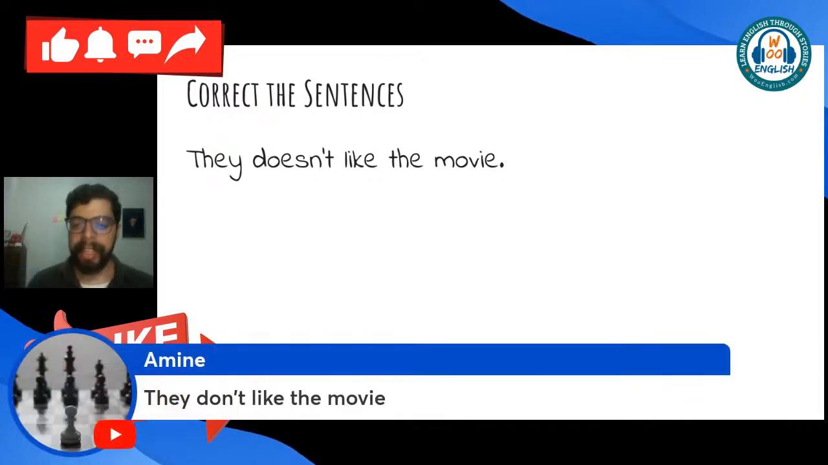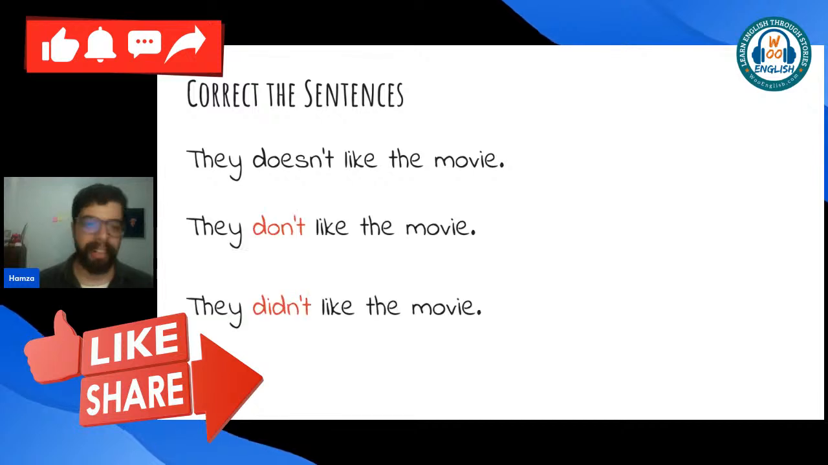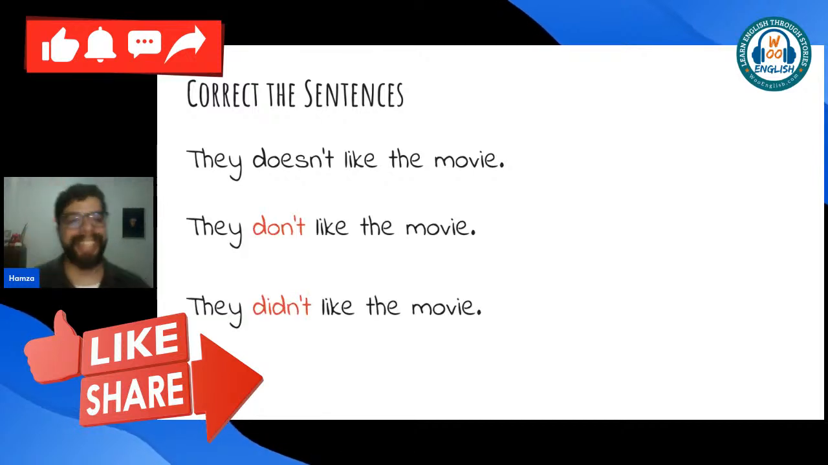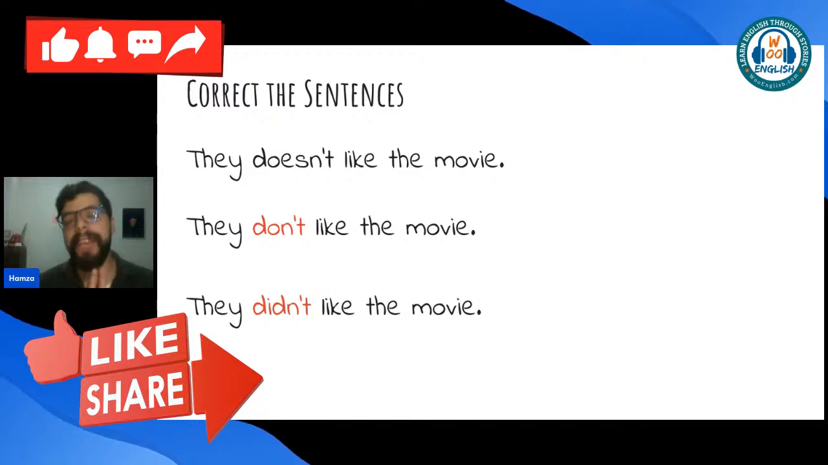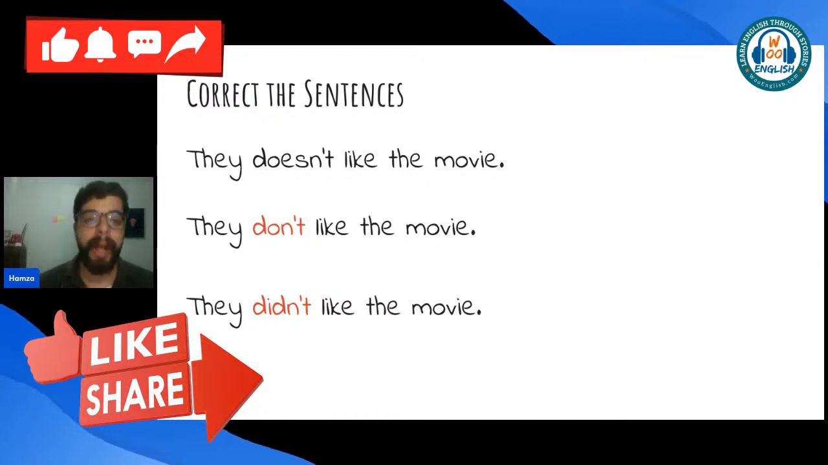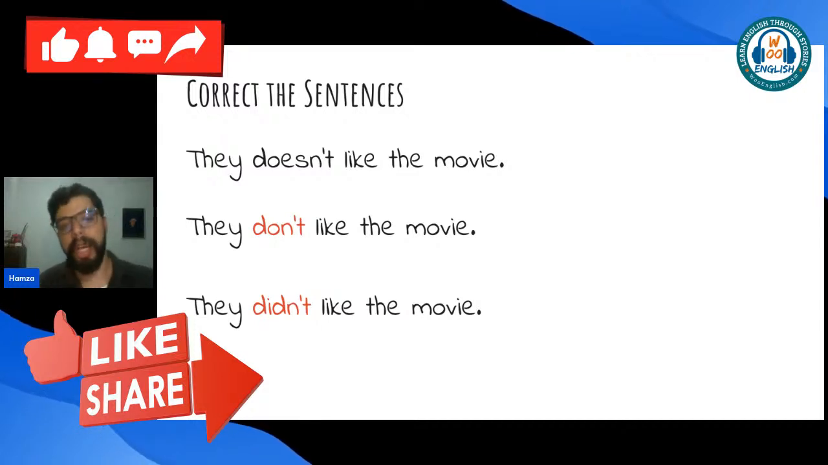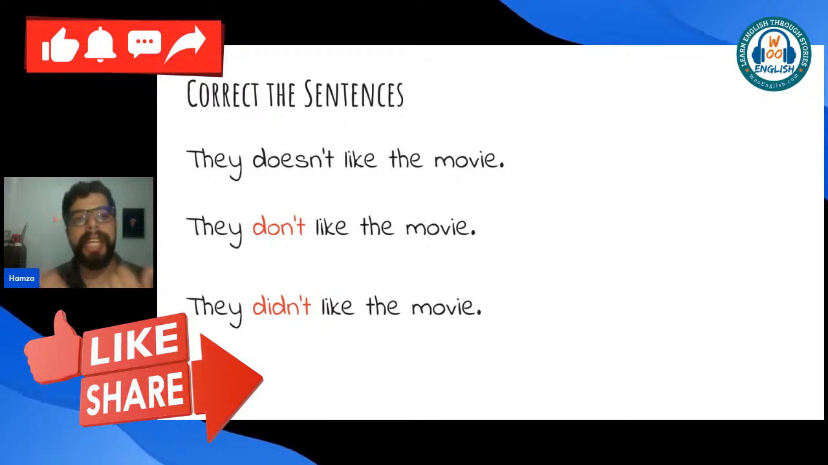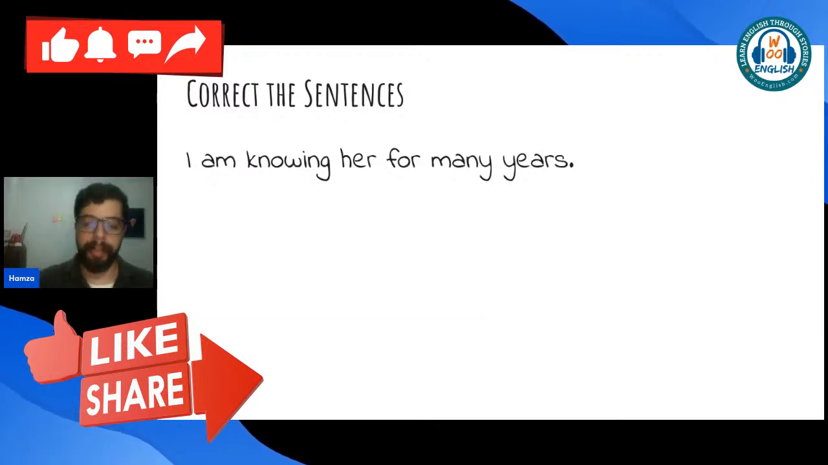Like the movie. They don't like the movie. All right. Yes. Both are correct, by the way. But the correct one, if we want to keep the same tense, we should say they don't like the movie. So with they, we don't use doesn't, right? We use don't. Doesn't, we only use it with he, she, and it. Or we can put it in the past.